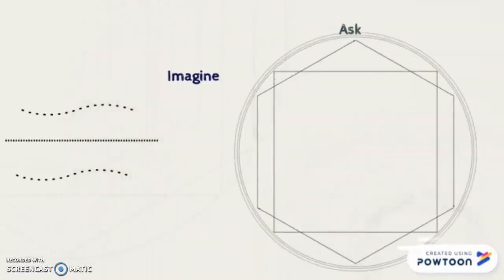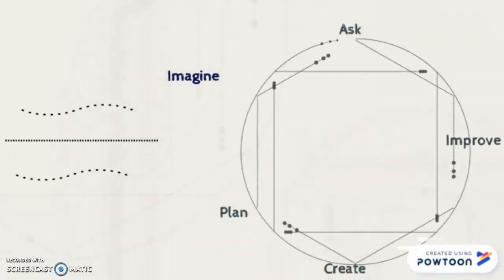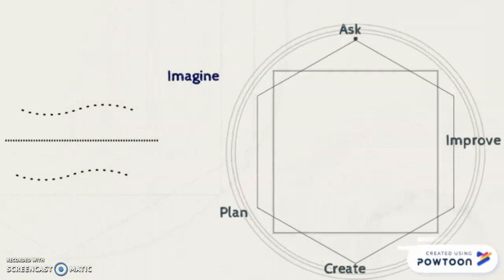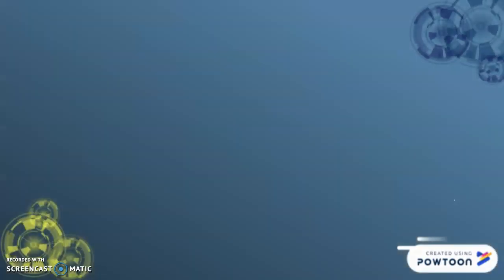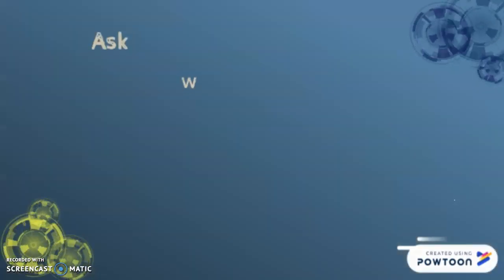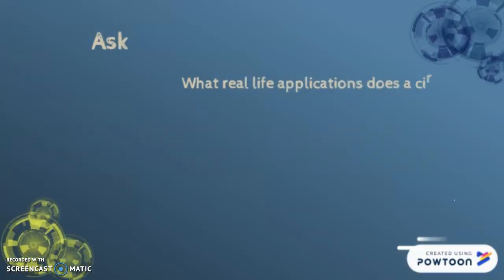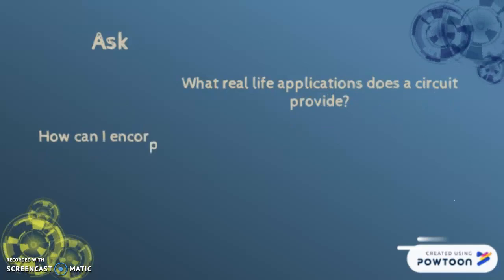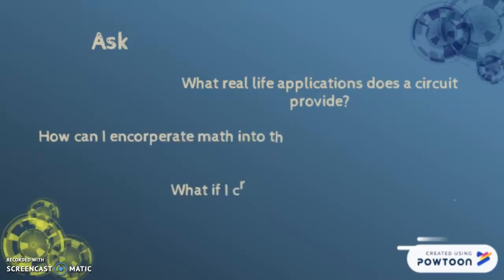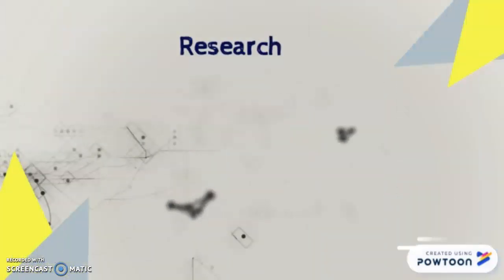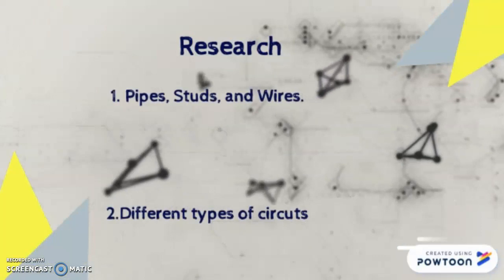My first step is to ask some questions, and these were the questions that I automatically thought of. One, how can I make this applicable to my students' lives? Then I asked myself, how can I incorporate math into this? Because I mainly teach math, I don't teach any science, so this would have to work with what I typically do. And then I thought, what if we created an interior wall design? Because that's what I think of when I think of an electrical circuit.